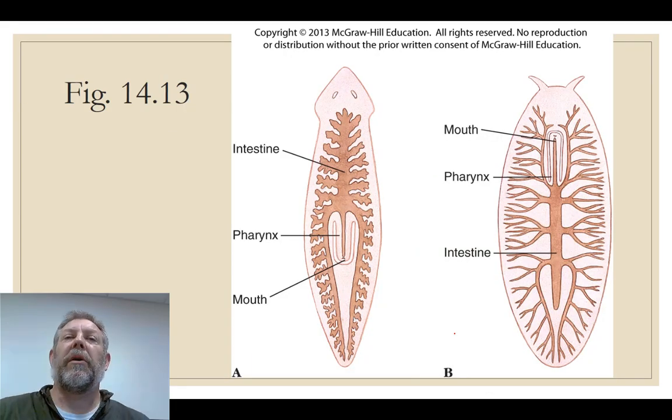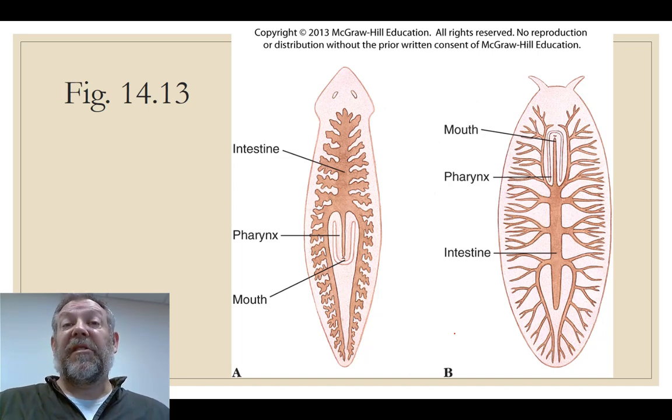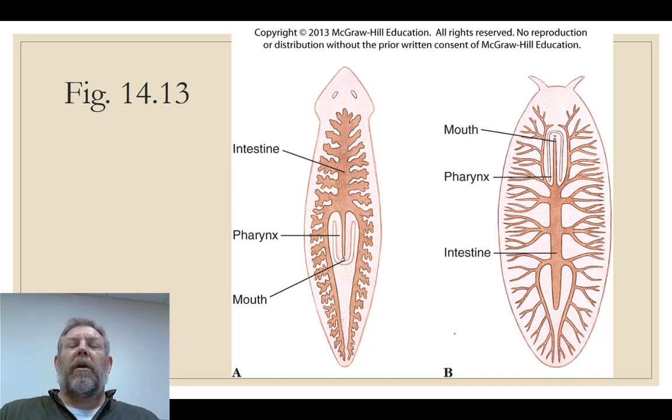Here's a figure from your book, also showing you the digestive system of a couple different flatworms. And again, you see how it's kind of cool. It's spread throughout the entire body. So you don't really have a circulatory system where you can digest in one area and then have the circulatory system carry those molecules to the rest of the body. You just have the digestive system spread throughout the whole body.